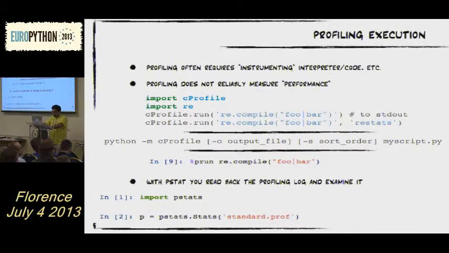Profiling is different. When you want to profile something, you typically have to change the code. You have to instrument the code. And this is bad in the sense that profiling cannot be used to measure performance because it changes the code that is running. And this is how you do it with the cProfile module. You can run a statement, and in this case you save the results to this file. You can also call Python with -m cProfile, this option here, and the script you want to profile, and that also works.